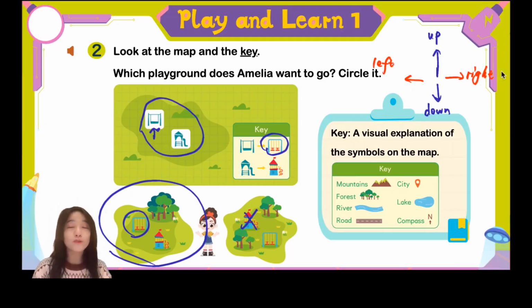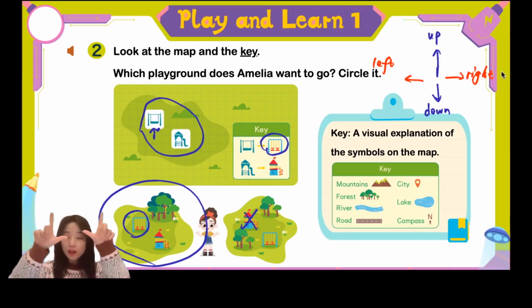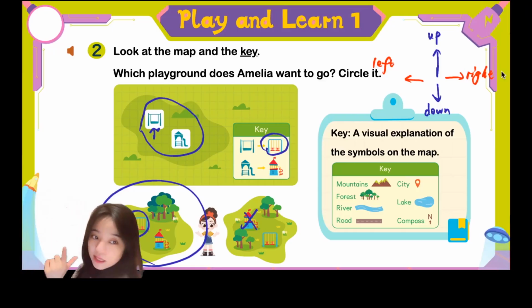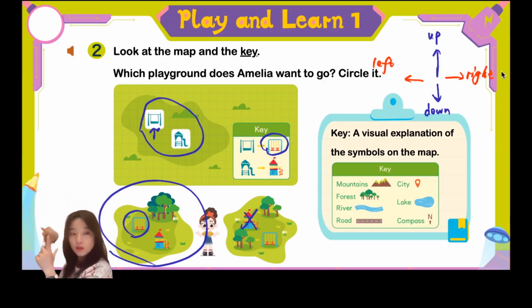And if you want to distinguish left and right, it's pretty easy. Hold out your two hands, hold out both hands. And let's see which hand makes the proper L.